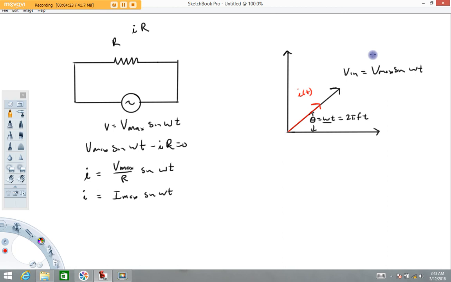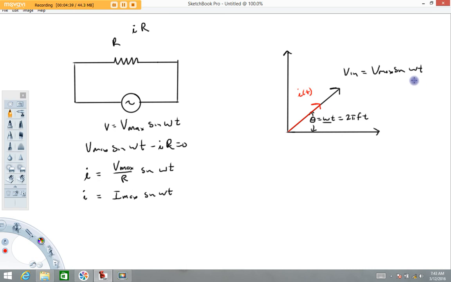So analyzing a resistor hooked to an AC voltage source is no problem at all. A very important fact here is that the current phasor is in line with the voltage phasor.